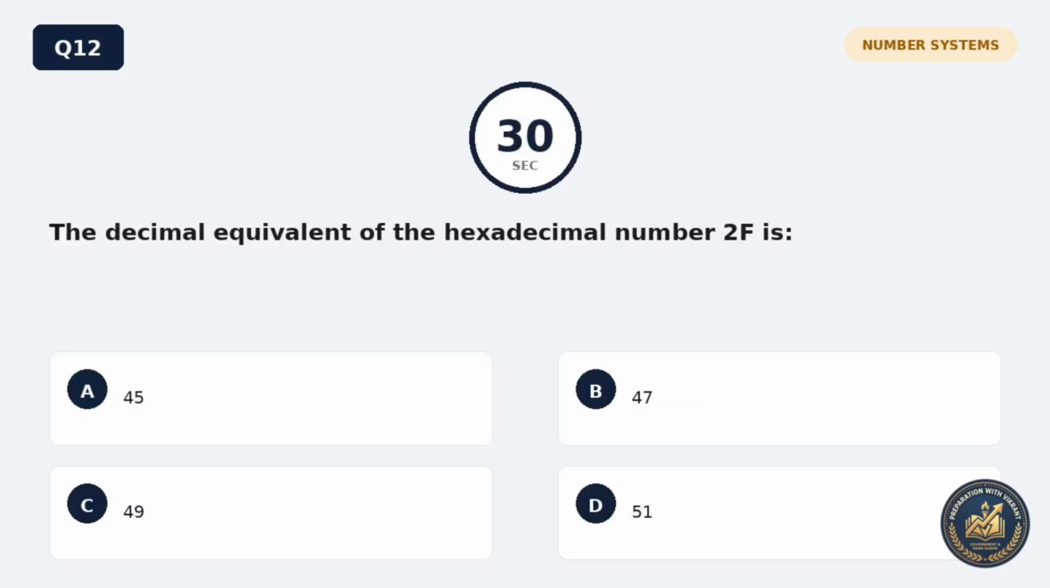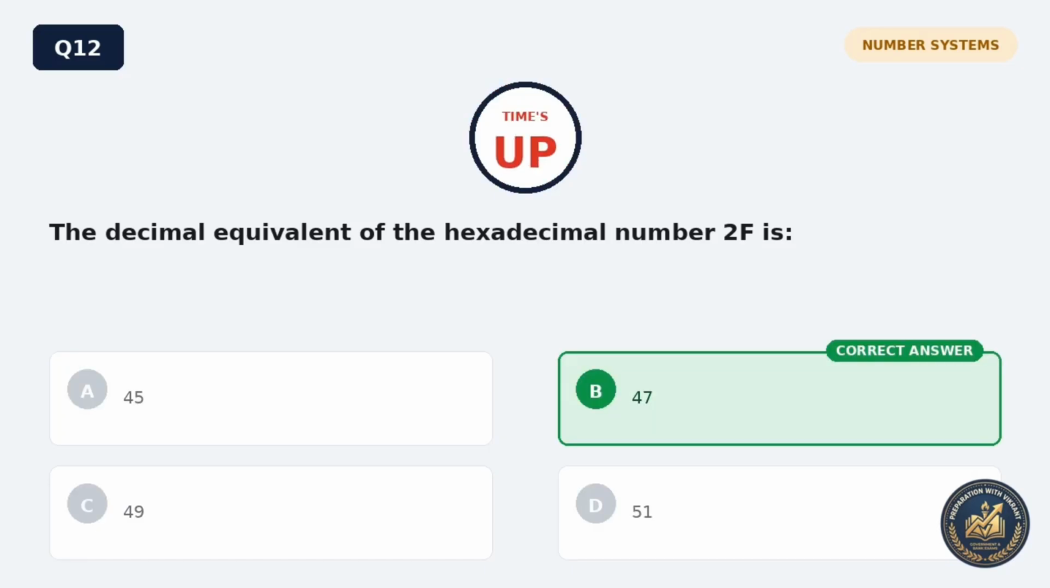Moving to next question. The decimal equivalent of the hexadecimal number 2F is option A, 45, option B, 47, option C, 49, option D, 51. So the correct option is option B, 47.